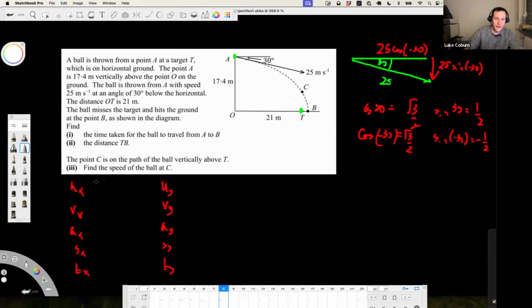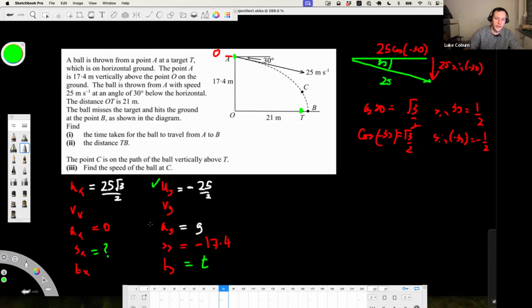Okay, so this is going to let me say that this is equal to 25 times root 3 over 2, and this one is equal to minus 25 over 2. This is equal to g. Now, what's it talking about? It's talking about the point when it hits the ground, right? So let's take this to be 0, and so that will be minus 17.4, and this will be 0. And we have to figure out what this one is. So the time, this is what we're after.